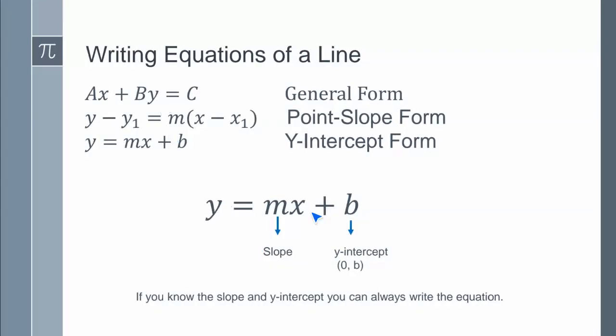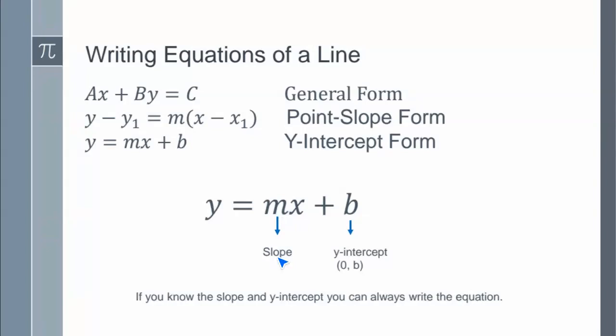So in this equation, if y is isolated, then the number in front of x, which we call m here, is your slope. And the slope determines how steep a line is. It also determines if it's going to be an increasing or a decreasing line, or if it's going to be a horizontal line or a vertical line. And then the b is your y-intercept. Notice that the x is 0. So if you know the slope and the y-intercept, you can always write the equation of a line.